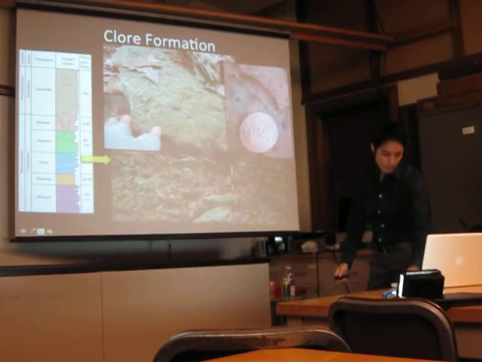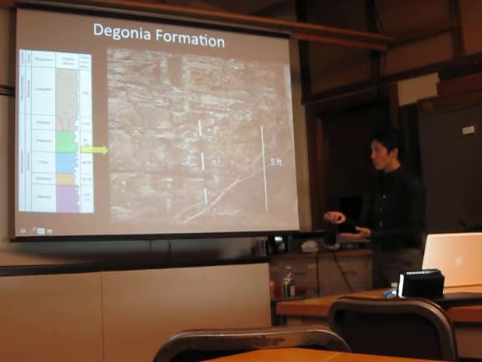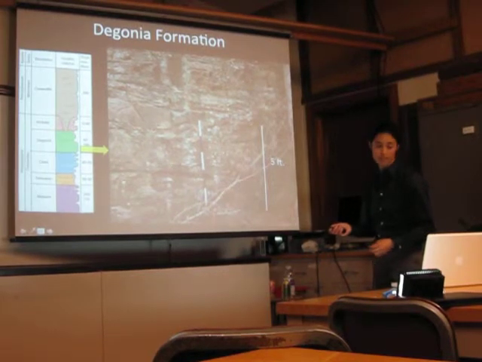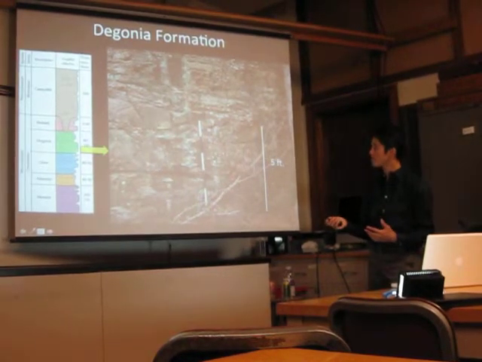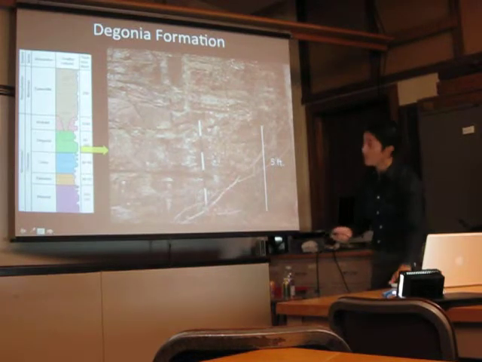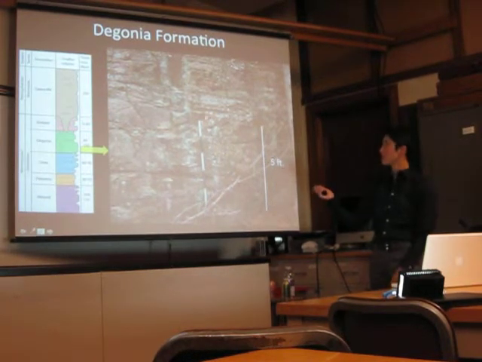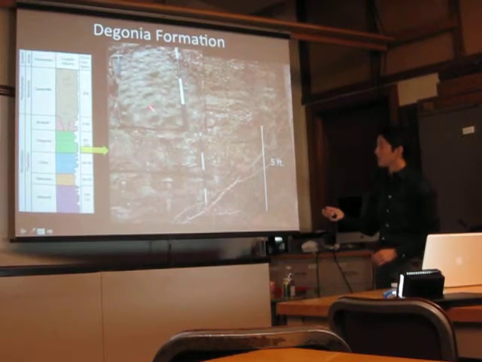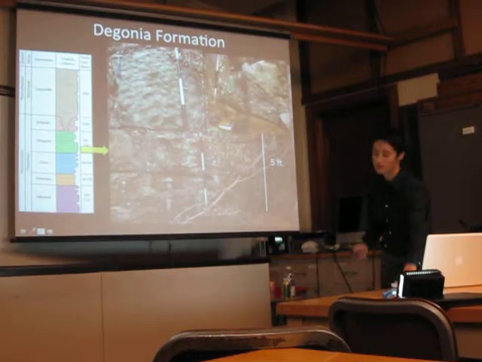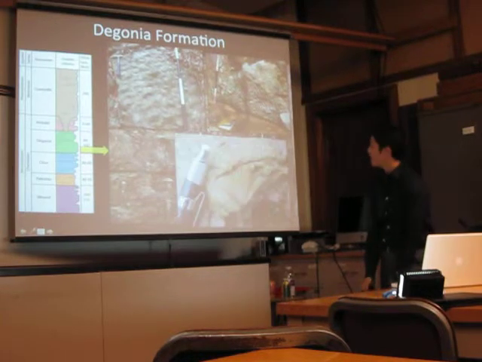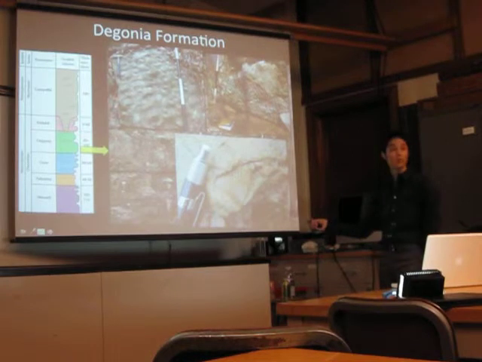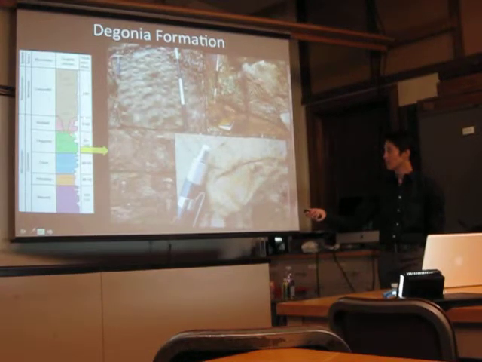So next, on top of the Clore Formation is the Degonia. And the Degonia is a sandstone unit with a massive sandstone at the base, siltstones and shales near the upper part. And it tends to be thinner bedded than the Caseyville, as you can see from this outcrop here. It has abundant sedimentary structures like ripple marks. And during the course of the study, we found a brachiopod sandstone, which is new, in the upper part of the Degonia.